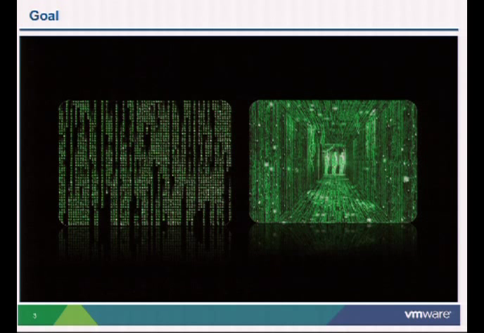So in the previous years when I gave this talk, I focused more on troubleshooting scenarios. But this year my focus is going to be how do we understand the inner workings of ESX, and how do you understand how your guest operating system is behaving by looking at the ESXtop counters. So that's the theme of today's talk.